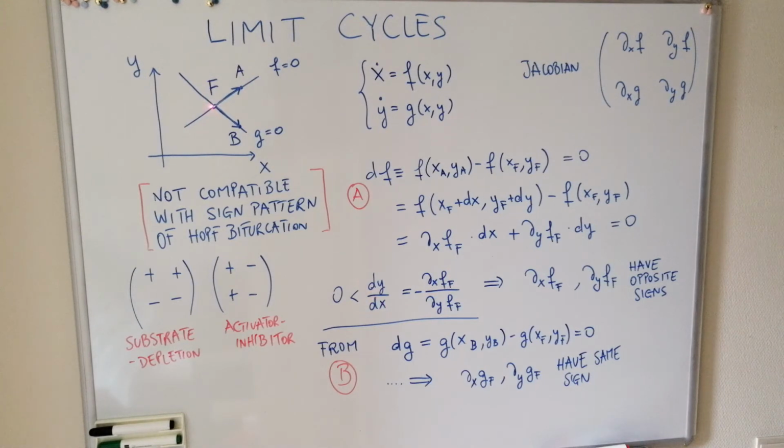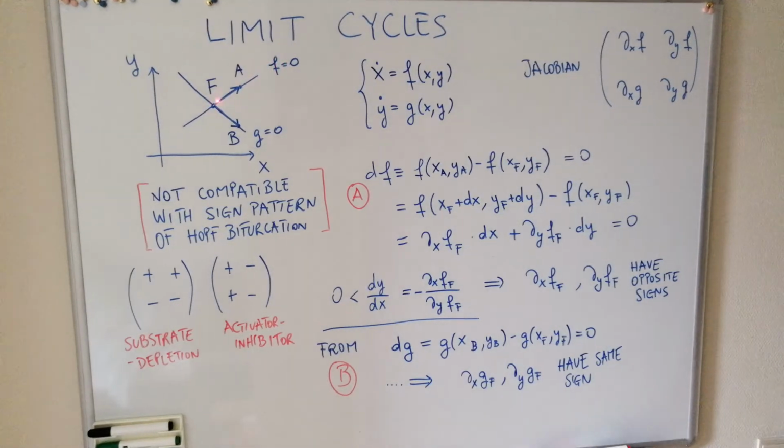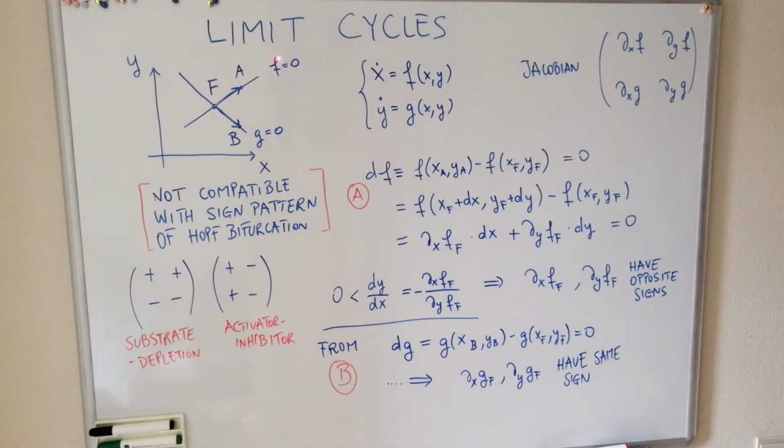But because of this null line going from F to A, dy is positive and dx is also positive. So this is a curve that has a positive derivative, so it's going up here. So dy over dx is positive for this one. Therefore, this one has to be also positive. That means that these two derivatives, this one and this one, have opposite signs. So we conclude that in this case these two derivatives have opposite signs.